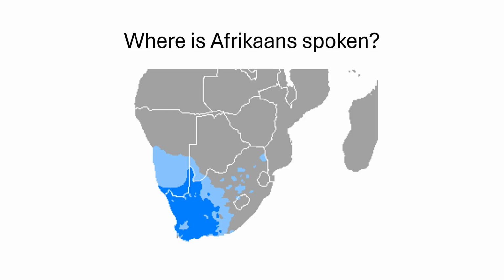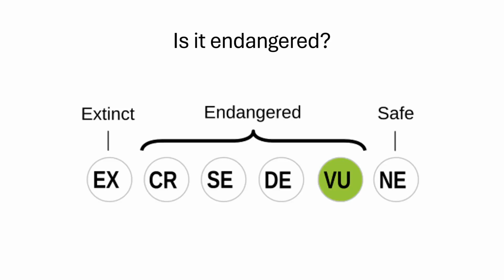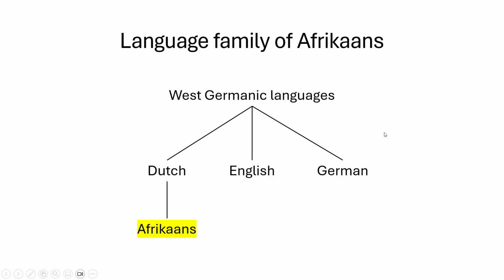Afrikaans is a language spoken in much of South Africa and Namibia, but it's also spoken by a minority in Botswana and Lesotho, as you can see here. Now, is it endangered? Yes. In fact, it's classified as vulnerable by the United Nations. Afrikaans belongs to a family of West Germanic languages, which also includes English, German, and Dutch, where Afrikaans came from.